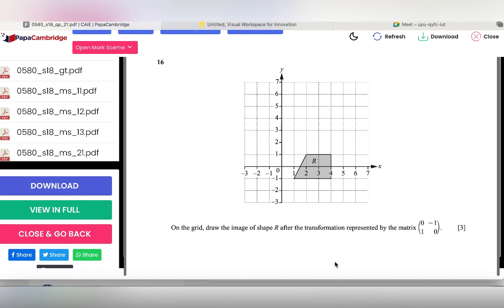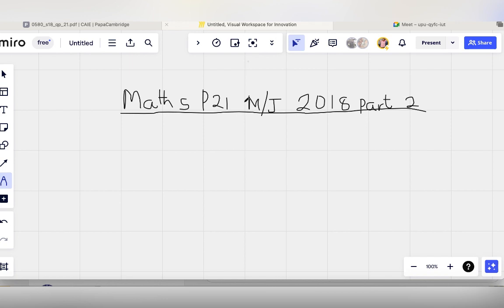From the origin, you see this shape R is a trapezium. Every point, we're going to locate every coordinate point. So what will we do? We just locate the coordinates on our board.